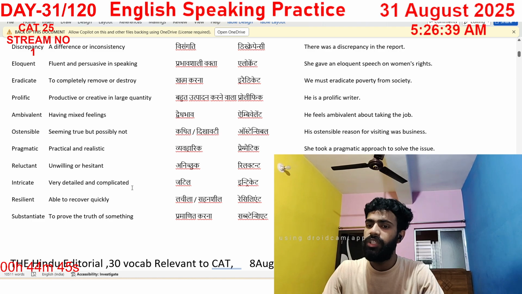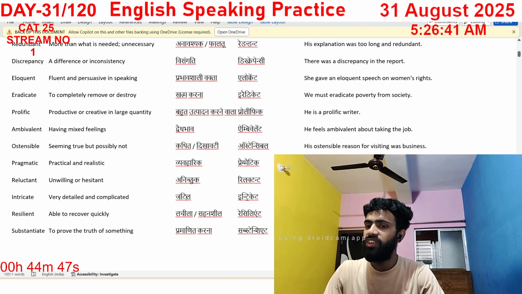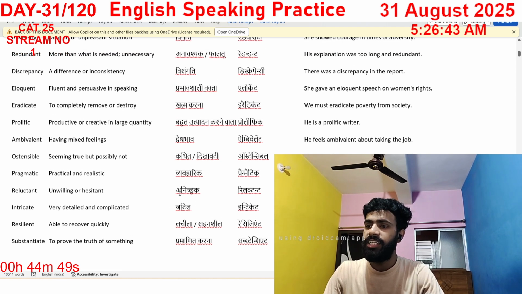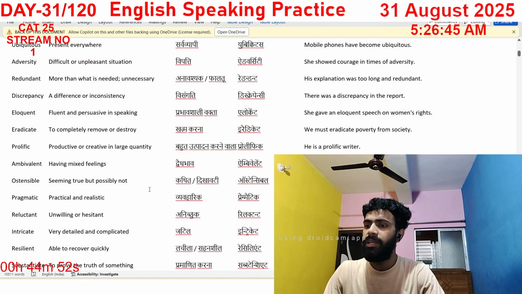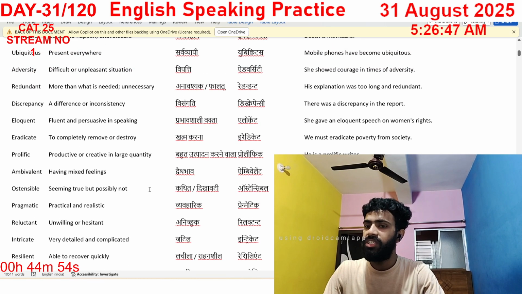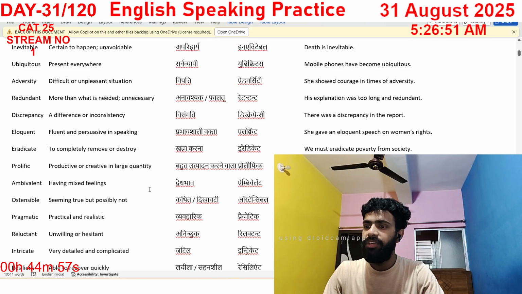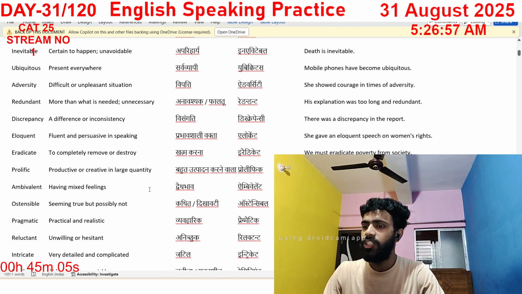Resilient means able to recover quickly. Intricate means very detailed or complicated. Reluctant means hesitant or unwilling. Pragmatic means practical and realistic. Ostensible means seeming true but possibly not. Ambivalent means mixed feelings. Prolific means productive or creative in large quantity.